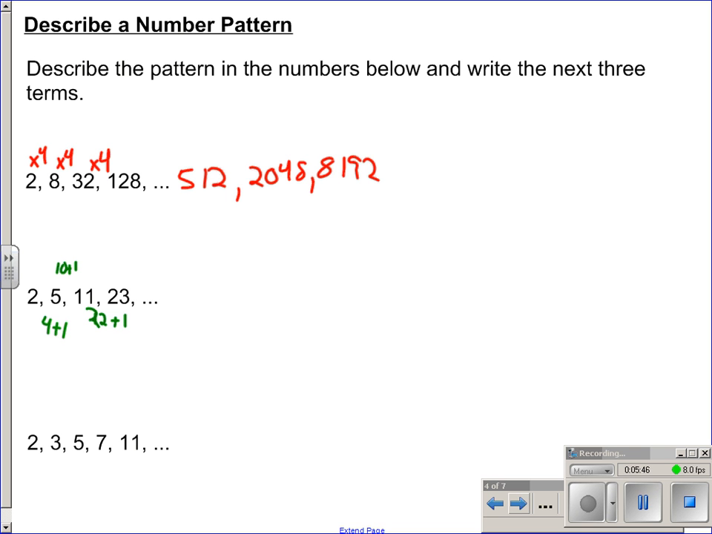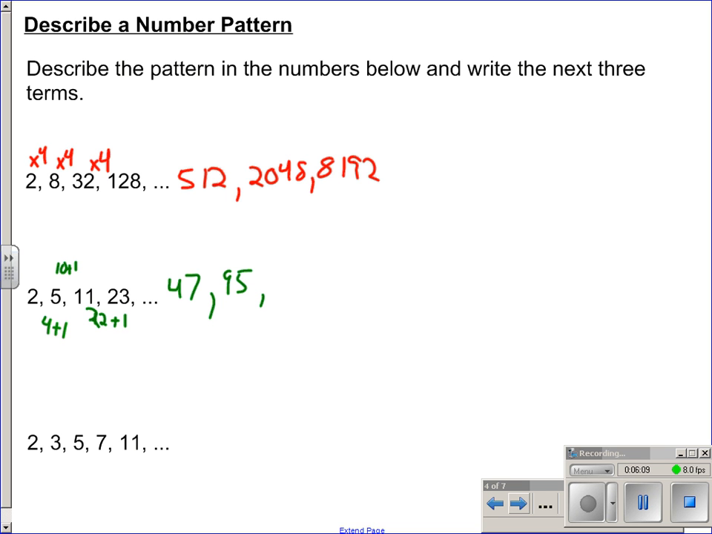So to continue this pattern on, 23 times 2, 46, plus 1, 47. Get my calculator again. I'm going to double that term. 47 times 2 is 94. Add 1. 95. Double that.